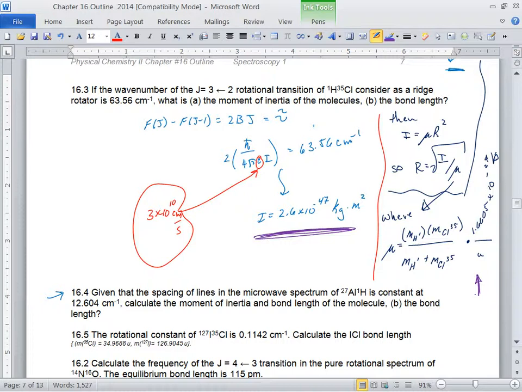And then chlorine 35, 34.9688 u. That's what you use for them. Hydrogen is 1.0078, and chlorine 35 is 34.9688. So simplify that and then convert it into kilograms.